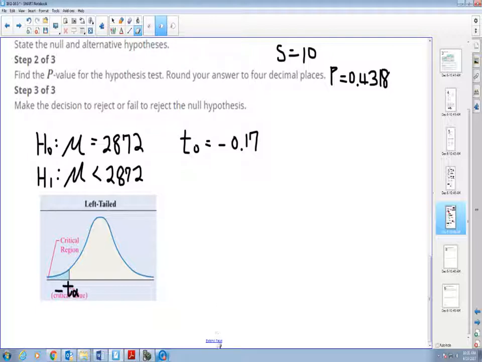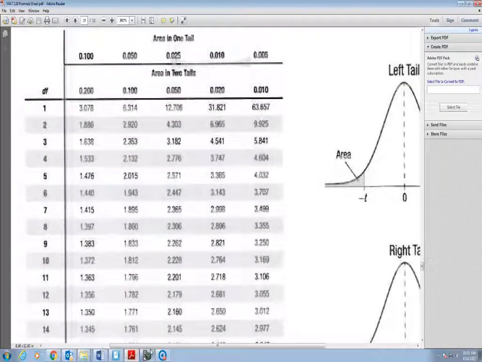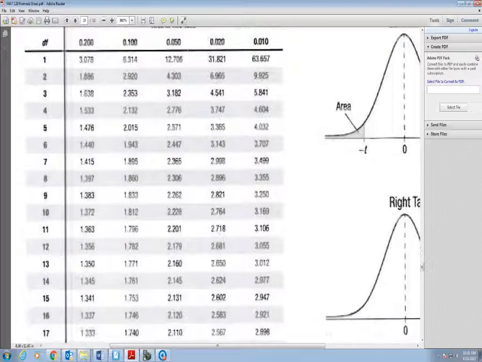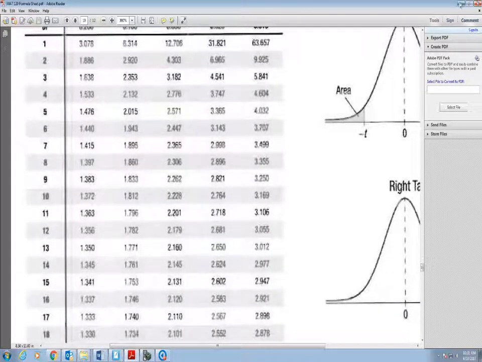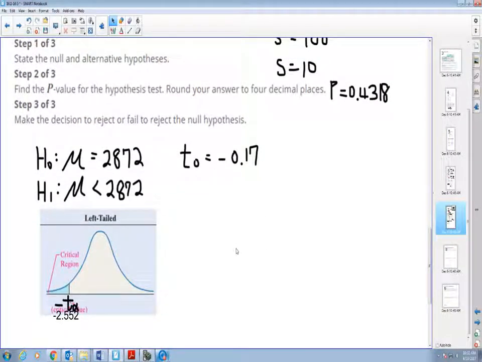Let's see. My alpha was 0.01, so let's go to the table. One tail test, 0.01. Degrees of freedom: it was 19 boards, so degrees of freedom is 19 minus 1, which is 18. So in the column for 0.01, go down to degrees of freedom 18. The value is 2.552, and it will be negative 2.552 because this is a left tail test. Now, where does my test statistic fall? Negative 0.17.